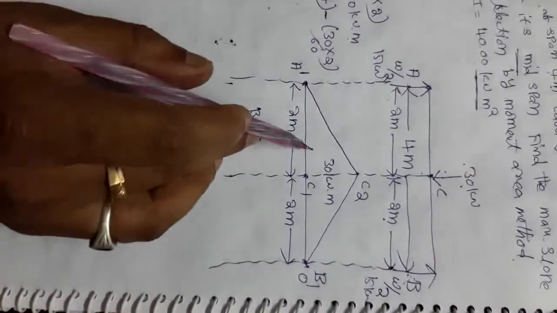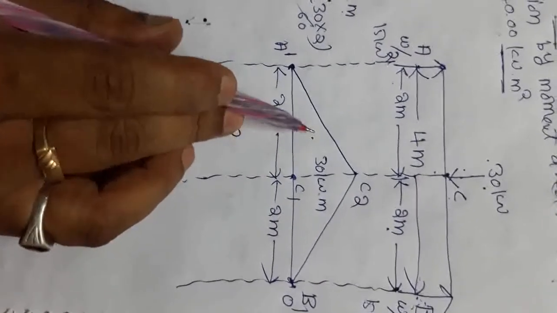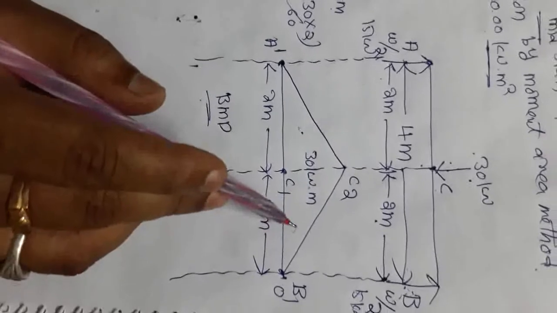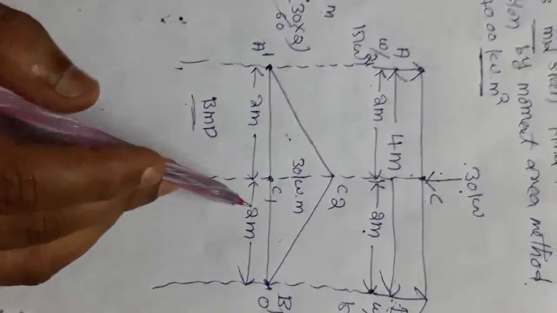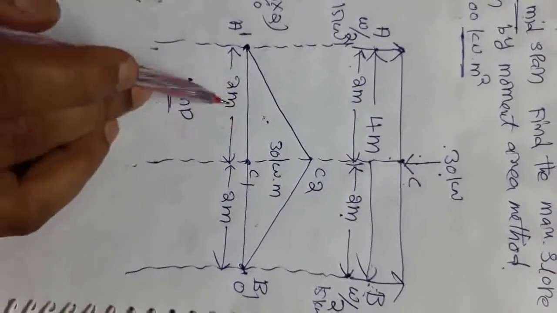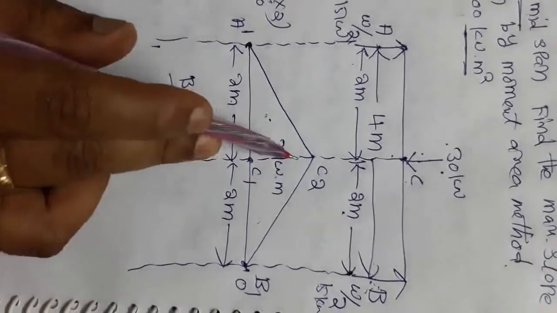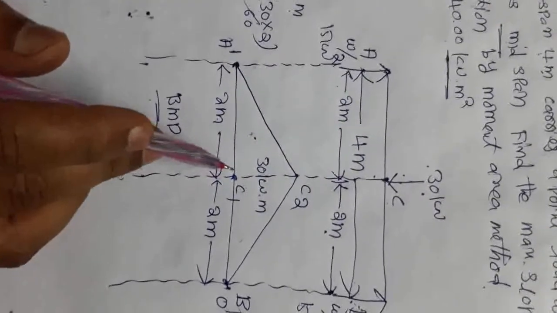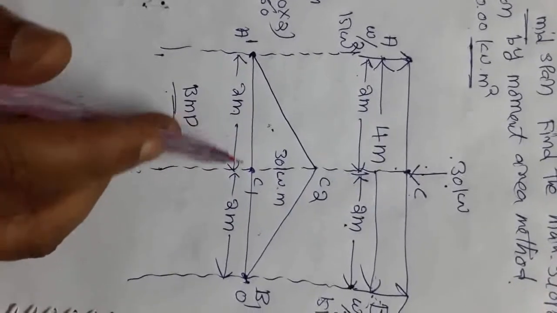Here we see two triangles, the first triangle and the second triangle. You can find the maximum slope and deflection for only one triangle. Why? Because here the triangle base is 2 and height is 30 for both, so both dimensions are the same. If you find the maximum slope and deflection for both diagrams, you get the same values.